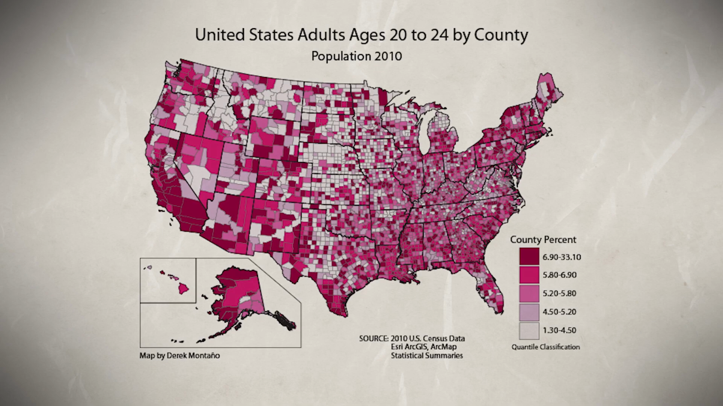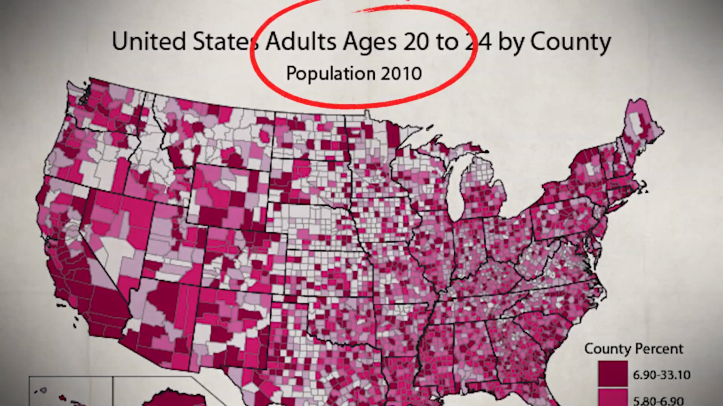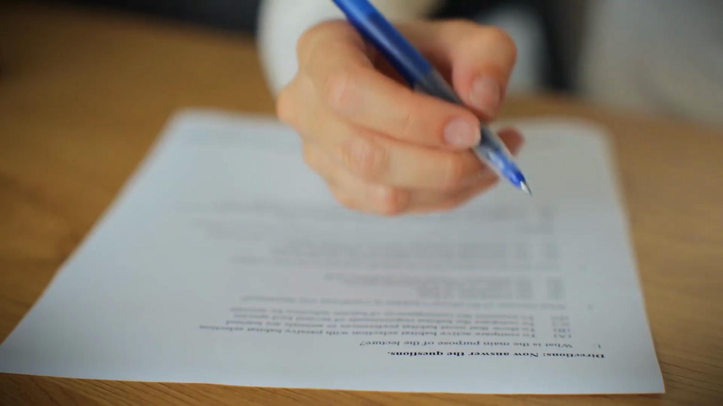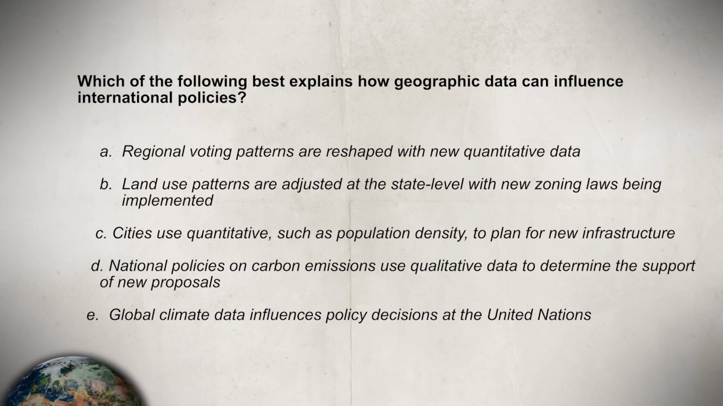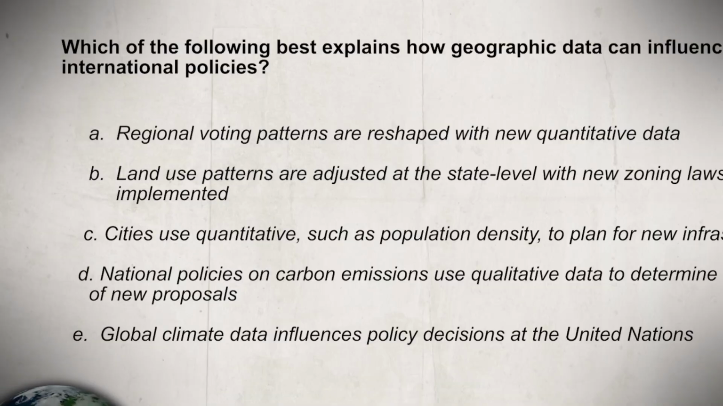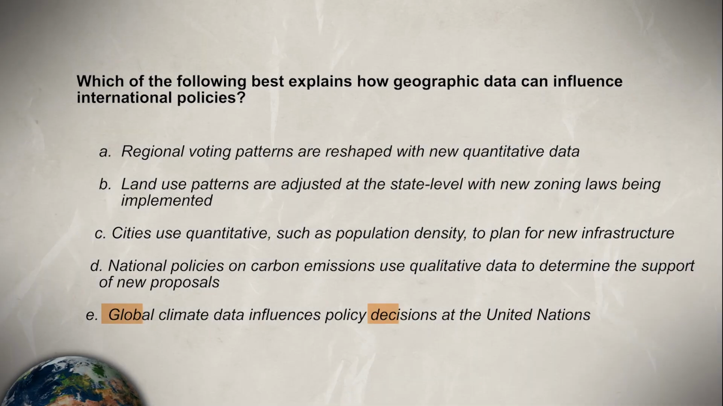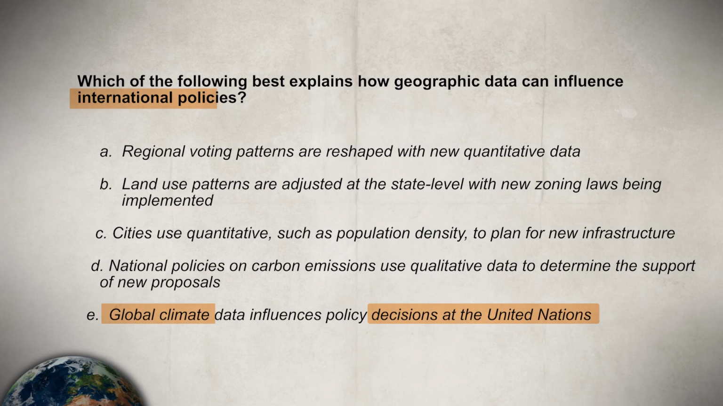If you see a question referencing a particular scale, underline it, circle it, then go down to the answers and make sure you find an answer that matches the scale of the question. When looking through these different answers, we can see that all these answers could be true statements, but only E connects to the international policies of the question. So E would be the correct answer.